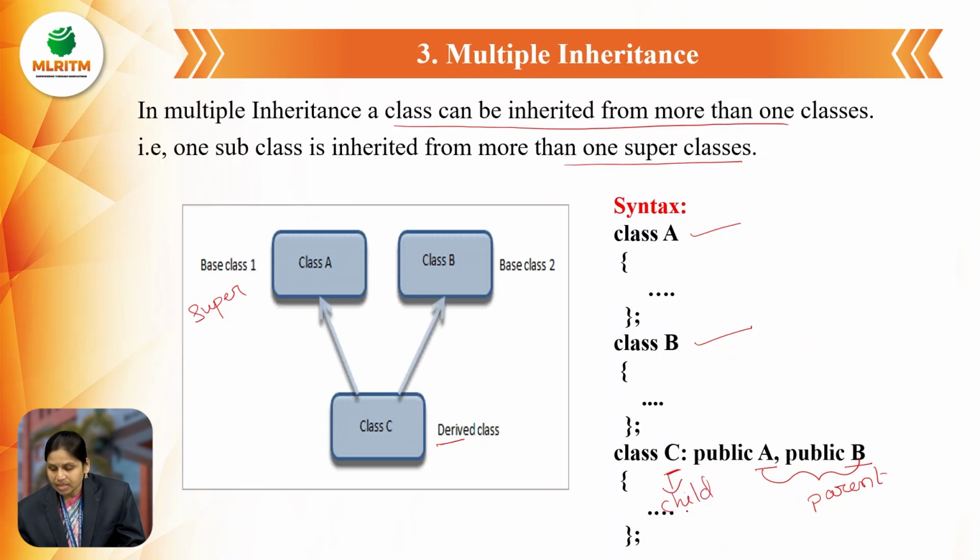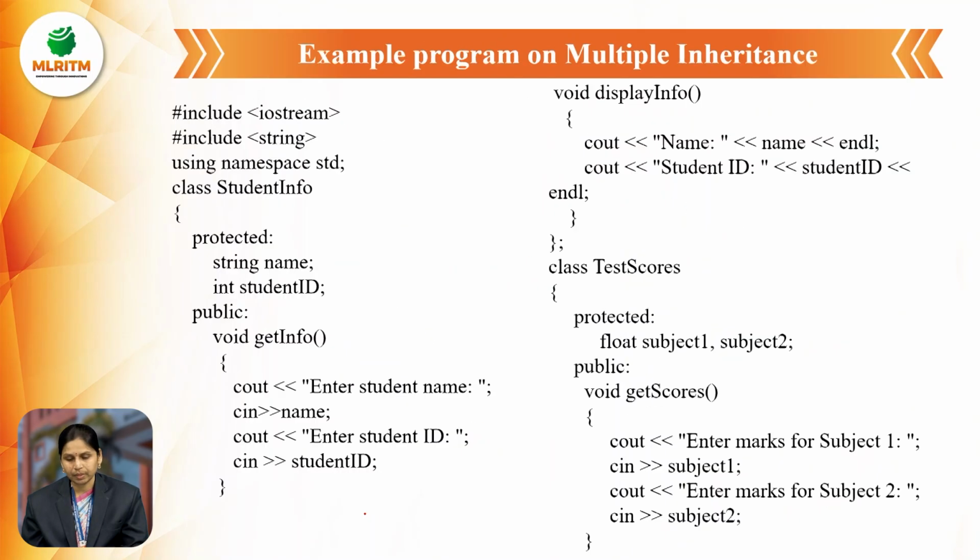This one child class is derived from 2 parent classes. You can use more than 2. We can use 3 classes, 4 classes. You can use multiple base classes, but the child class is only 1. This is called multiple inheritance. Here, which one is the child class? Class G is the child class. So we can create the object only for the child class. Let us see the example.